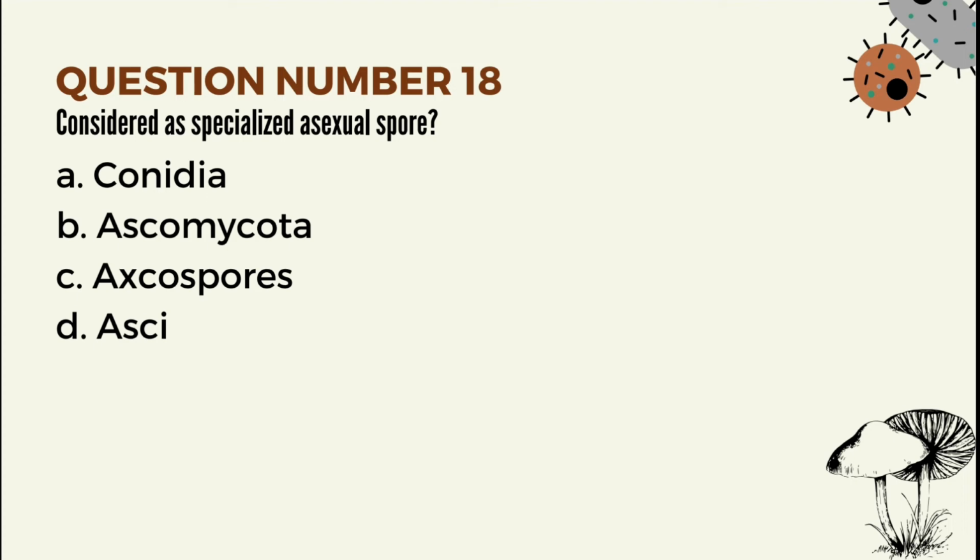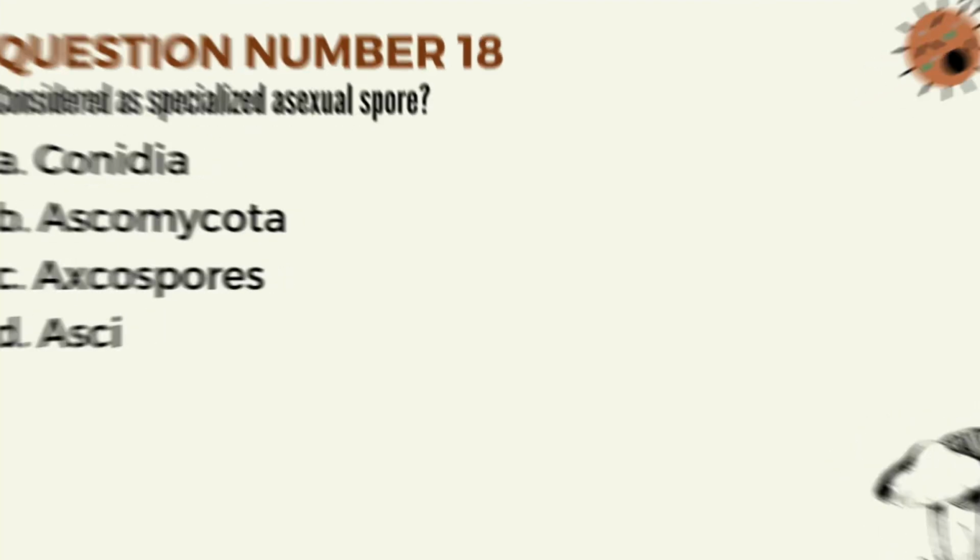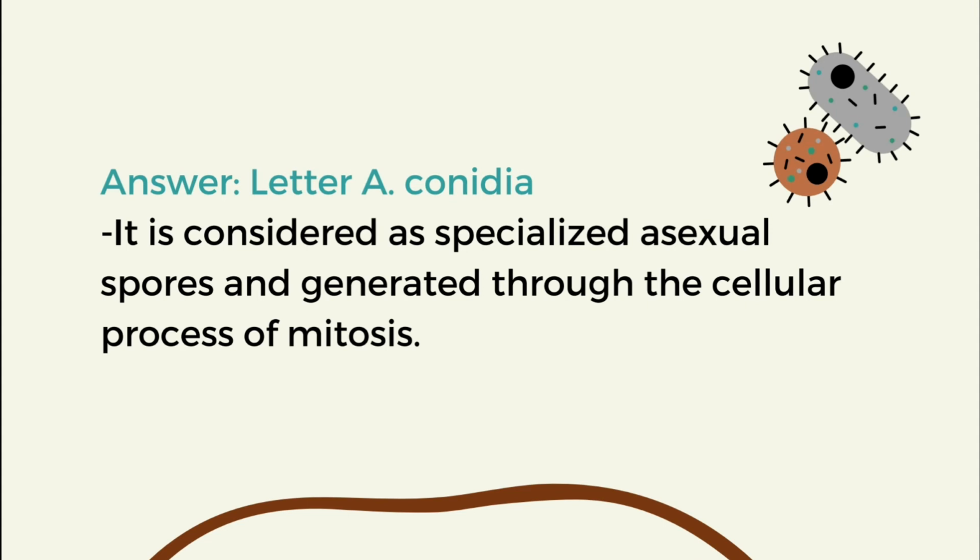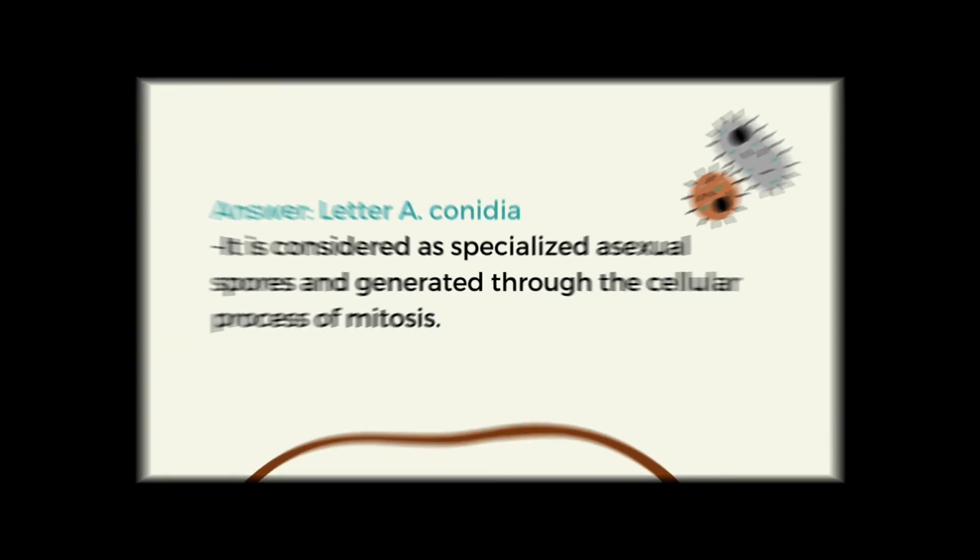Question number 18. Considered as specialized asexual spores. A. Conidia, B. Ascomycota, C. Ascospores, or D. Asci? Answer is letter A, Conidia, because it is considered a specialized asexual spore and is generated through the cellular process of mitosis.